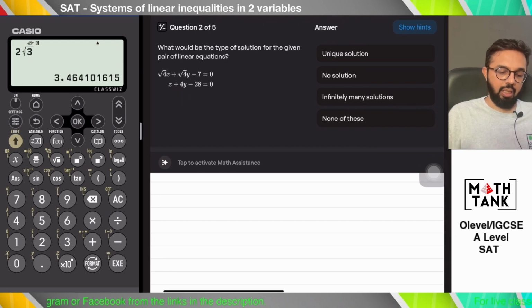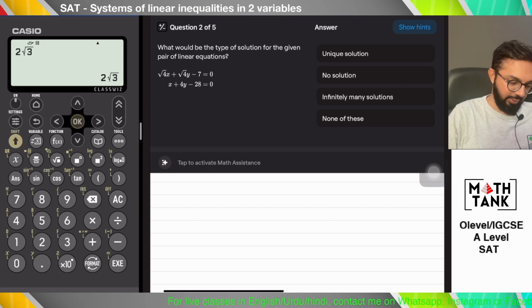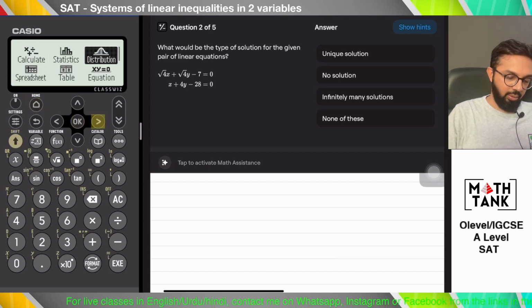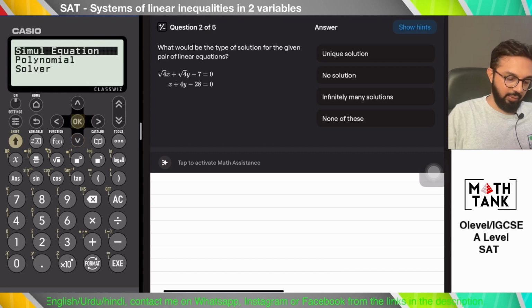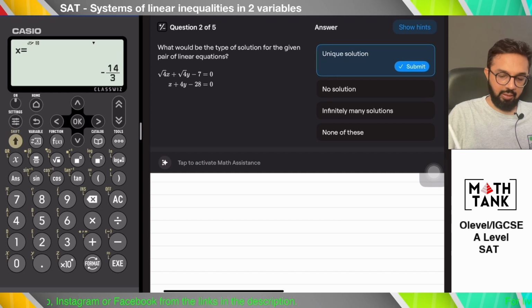Okay, what type of solution does the given pair of linear equations have? Again, I could do this on my calculator. Let's try to do that on our calculators only. Why? Because it's a long question otherwise, because there's so many roots involved and everything. Okay, so let's write root 4. Oh, I didn't realize it's root 4 and then 7, 1, 4, and 28. So it gives me a unique solution. So that's the answer then.